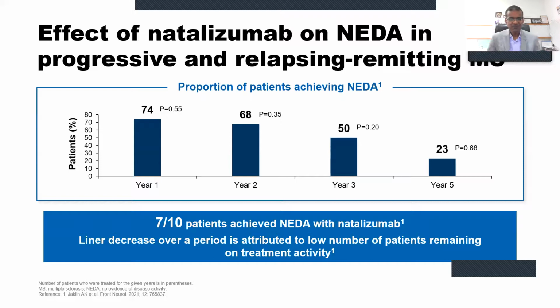The last mAb we have used is natalizumab for achieving NIDA in progressive and relapsing remitting MS. And here also, year 1, 74%, year 2, 68, year 3, 50. Now here the decline is mainly because, as you know, we cannot use natalizumab for a long time because of the risk of PML. So far, no case of PML, but we have to stop at 2 years, or by the time of the third or fourth year, very few patients keep on receiving natalizumab. And that's the reason the NIDA numbers also go down. But in the first 2 years, when almost all patients use natalizumab, close to 70% of patients achieve NIDA.